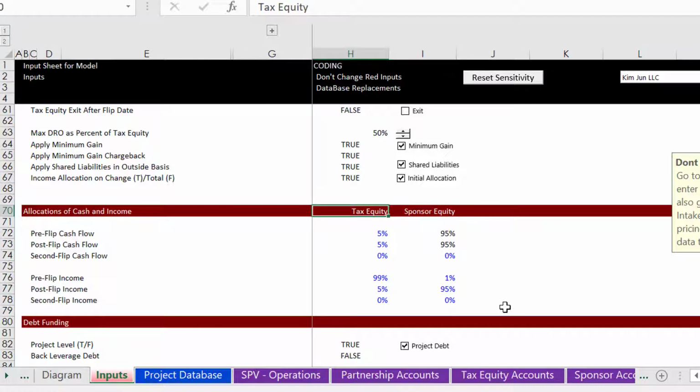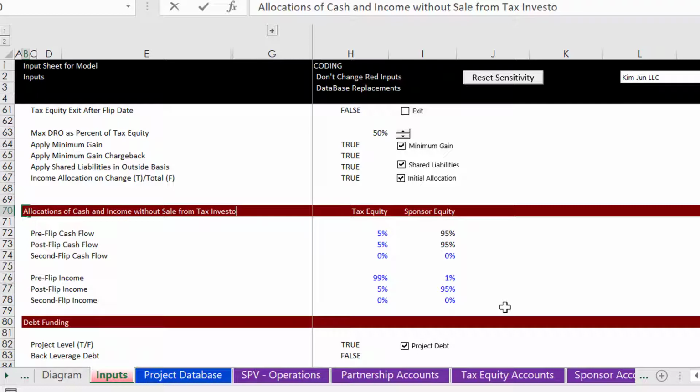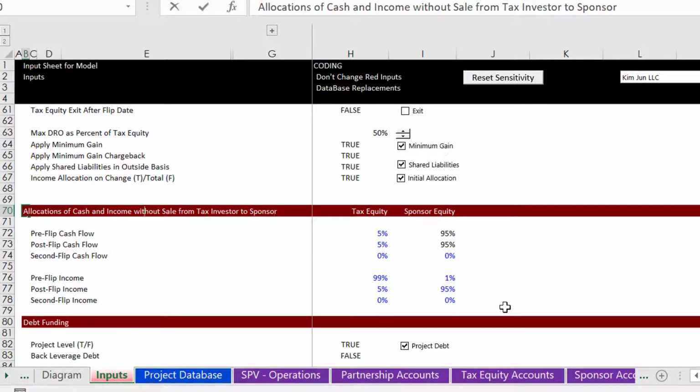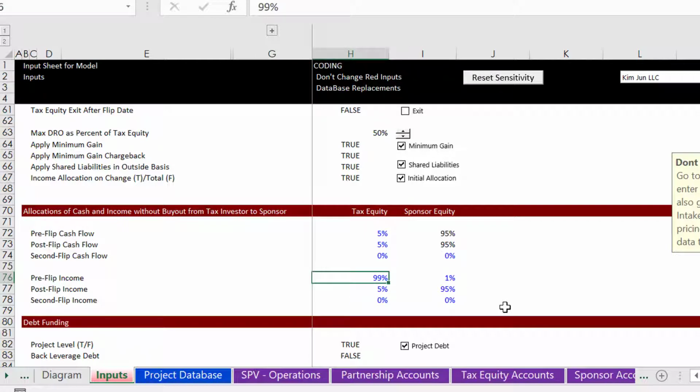But I'm perhaps going to change the model as we go around. So this is if you do not sell, I should put allocation of this without sale from tax investor to sponsor. I don't know if I should really call it sale or buyout. I think the term buyout is a little bit better, isn't it? Without buyout. Okay. I hope you're not getting thoroughly irritated with me. But I think it's good to go through these terms and the inputs.